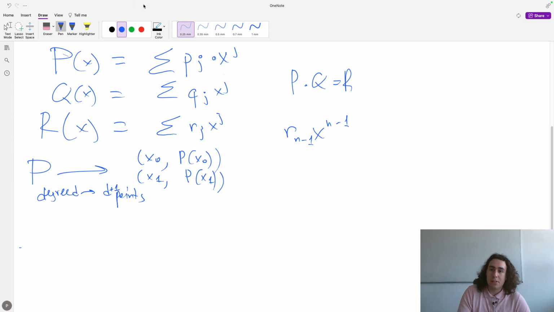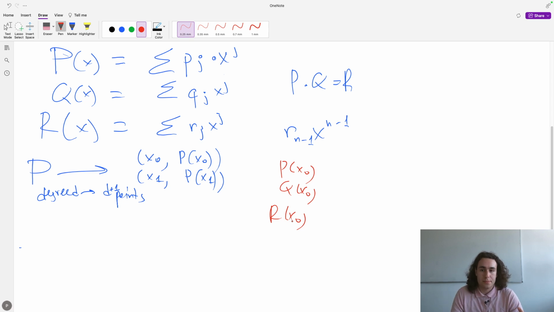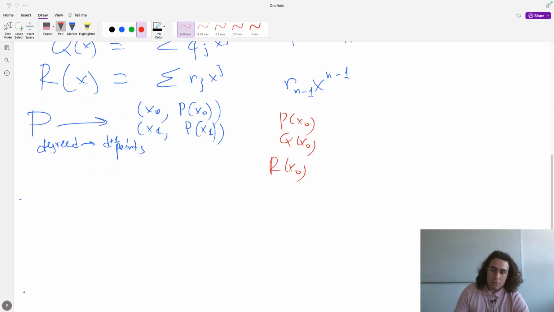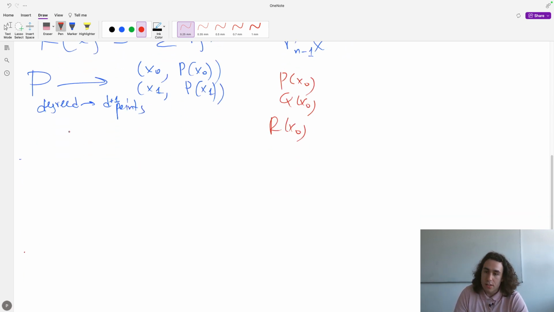And then if you have samples, it's easy to multiply polynomials, right? Because if you have the value of p of x0 and q of x0, then the value of r of x0 is just the product of two numbers. So what we're going to do is we have a polynomial p. We'll look at its coefficients, right? We look at the coefficients of q.